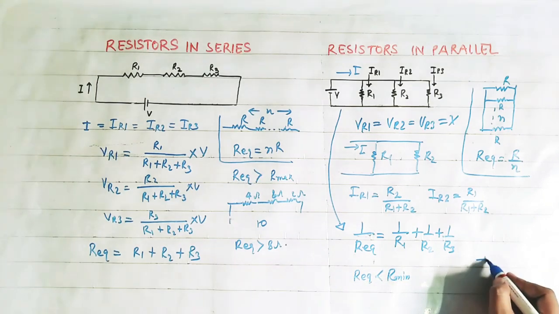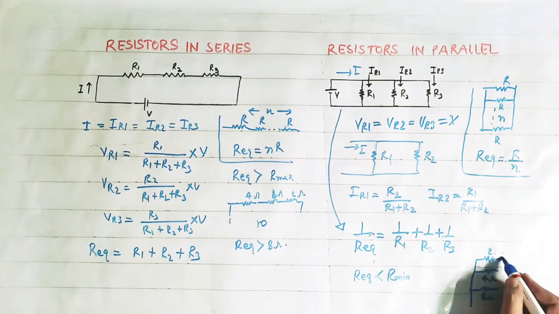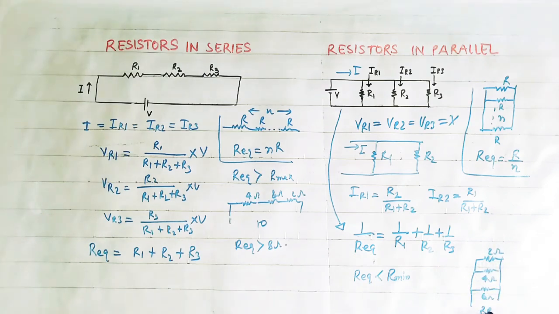Suppose this is 2 ohm, this is 4 ohm, and this is 6 ohm. These three resistances are connected in parallel. Then the equivalent resistance will be less than the smallest resistance in the parallel, that is 2 ohm. So the equivalent resistance will be less than this 2 ohm resistor. So this is the concept of series and parallel combination of resistors.